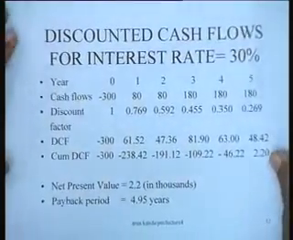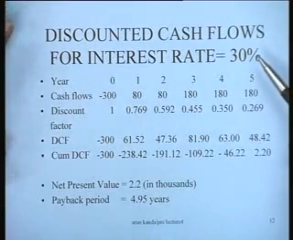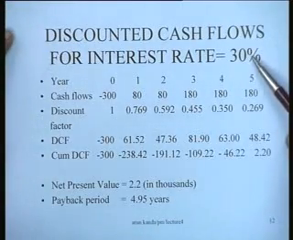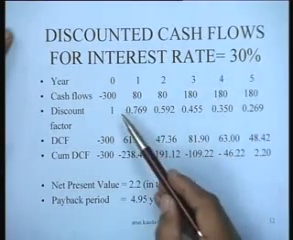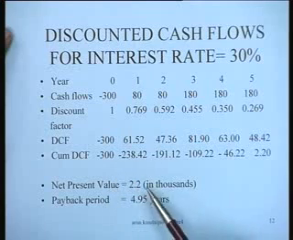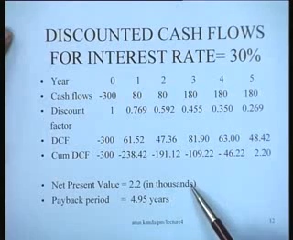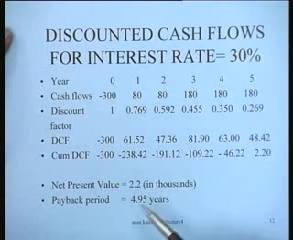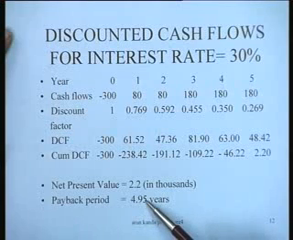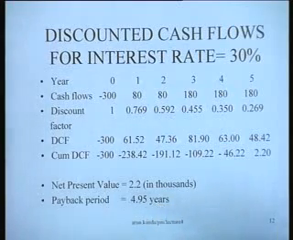a discounted cash flow value for an interest rate of 30% for this particular situation, again by a similar calculation, you know that for 30% the discount factors would change, and for these discount factors you can compute the net present value of 2.2 thousand, which is fairly close to not 0 but 2.2 thousand, and the payback period has now gone up to 4.95 years, right?